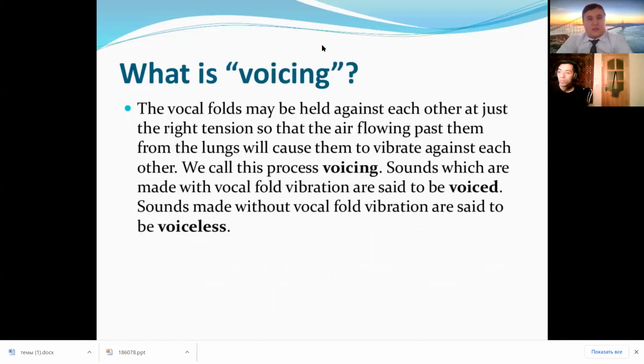So the next thing, what is voicing? The vocal folds may be held against each other, adjusted to the right tension, so that the air flowing past them from the lungs will cause them to vibrate against each other. We call this process voicing. Sounds which are made with vocal fold vibration are said to be voiced. Sounds made without vocal fold vibration are said to be voiceless.